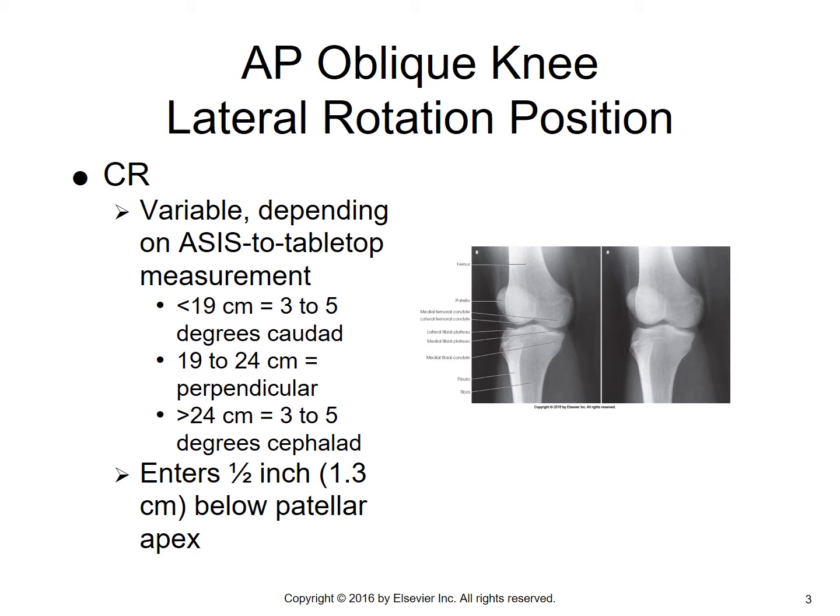And that measurement, if it's below 19 centimeters, you're going to angle 3 to 5 degrees caudad, 19 to 24 centimeters perpendicular beam, and greater than 24 centimeters, 3 to 5 degrees cephalad. And once again, you're going to be entering 1/2 inch below the patellar apex.